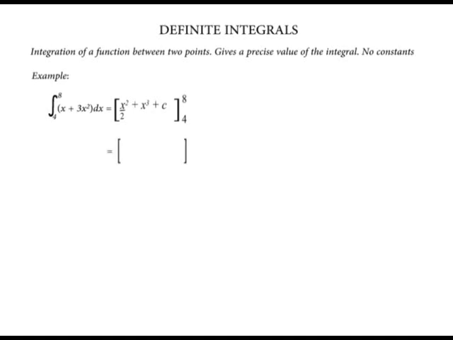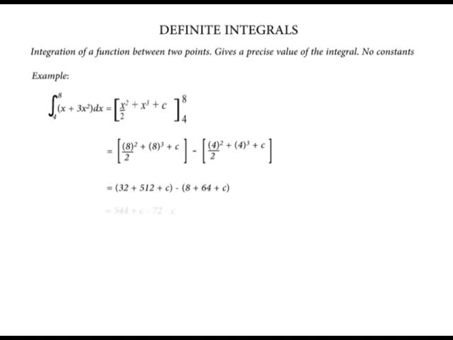So first we substitute 8 for x in that expression. So we shall have 8 squared over 2 plus 8 cubed plus c in one square bracket minus, we substitute the lower limit, 4 squared over 2 plus 4 cubed plus c. We work that out and we shall get 32 plus 512 plus c in one bracket minus 8 plus 64 plus c.